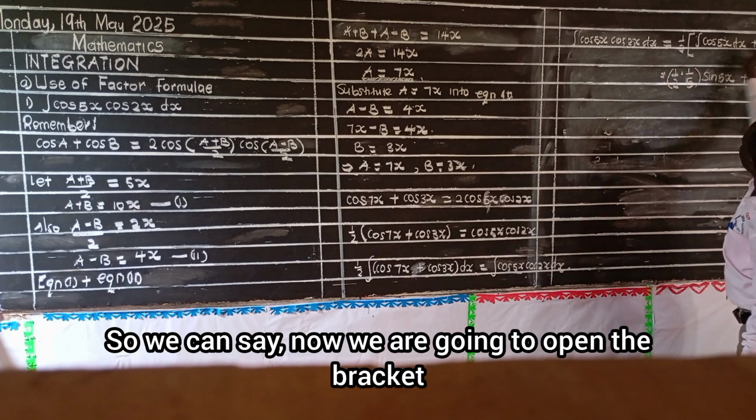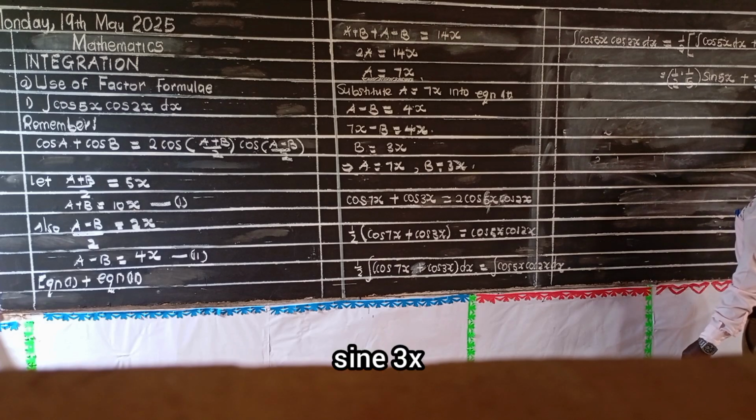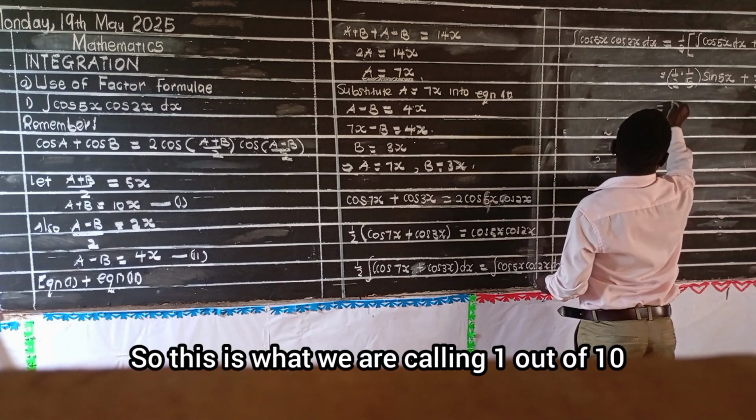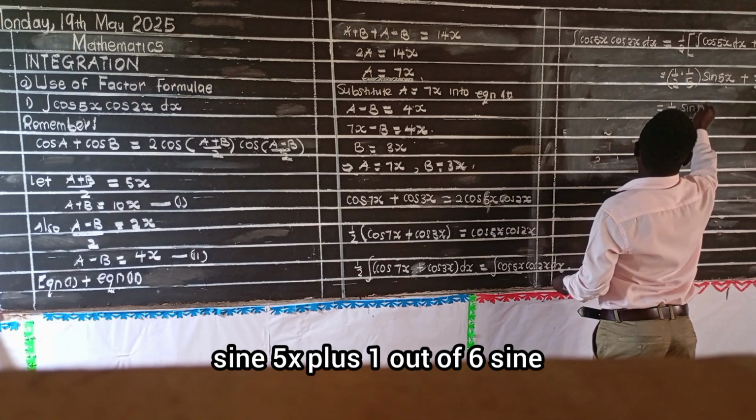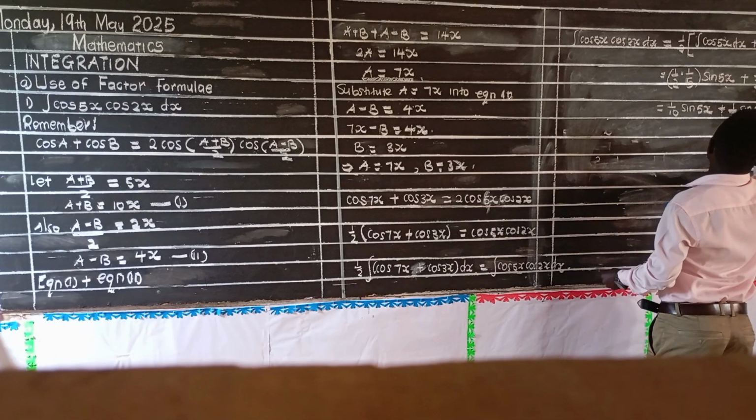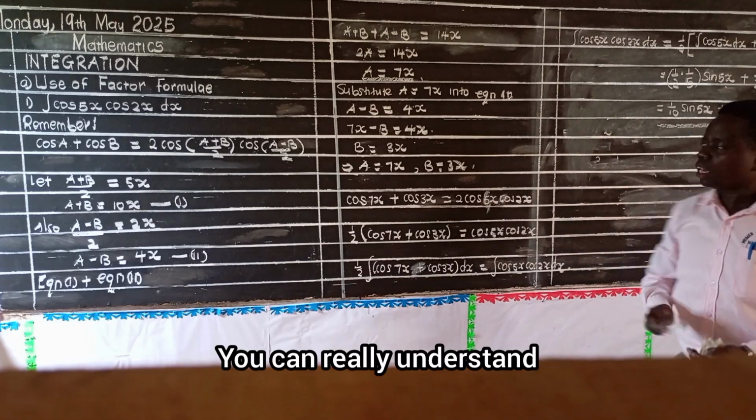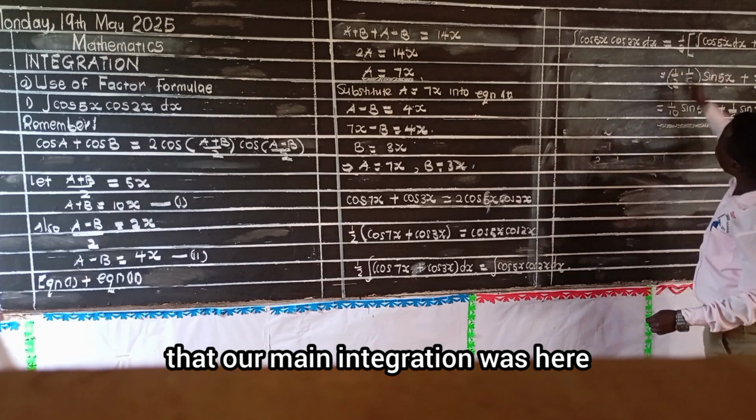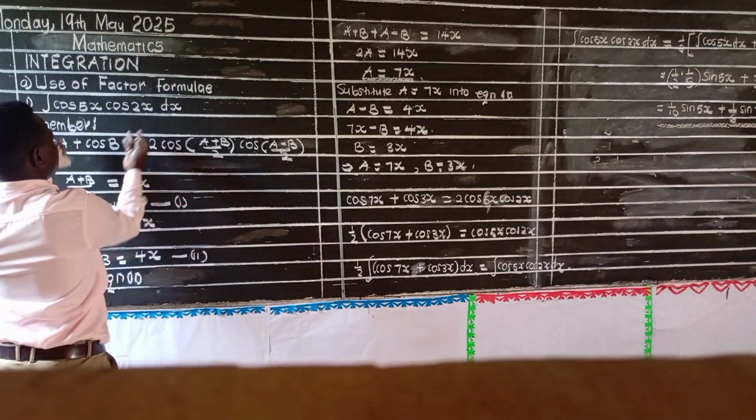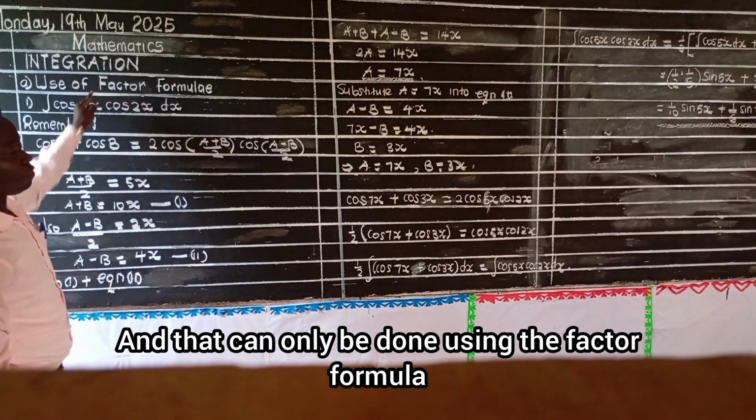now we are going to open the bracket, that's 1 over 2 dot 1 over 3 sine 3x. Then we add the constant of integration. So this is 1 over 10 sine 5x plus 1 over 6 sine 3x plus c. So this gives us the integral. You can really understand that our main integration was here. The rest of the steps were just to transform the product into a sum, and that can only be done using the factor formula.